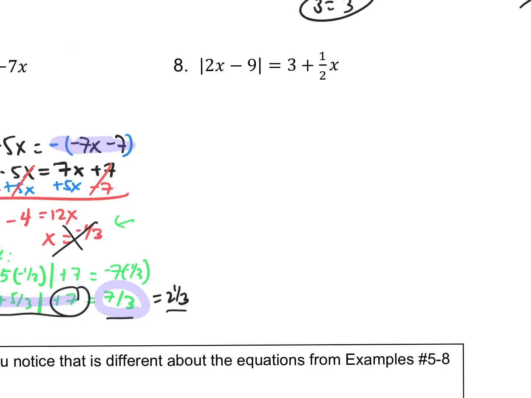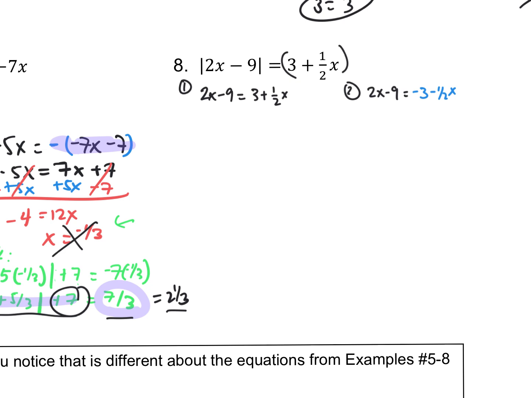Okay, last problem. All right, we are going to do absolute value. It's already isolated, the absolute value sign, so we're going to write our two equations. Number 1: 2x minus 9 equals 3 plus 1 half x. And the second equation we have is 2x minus 9 equals, now I'm going to take the opposite of everything up here. Well, that's all positive, so I'll just put the negative symbol: negative 3 minus 1 half x. Okay, so now we're going to solve.